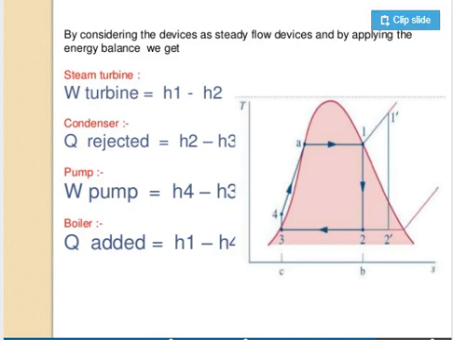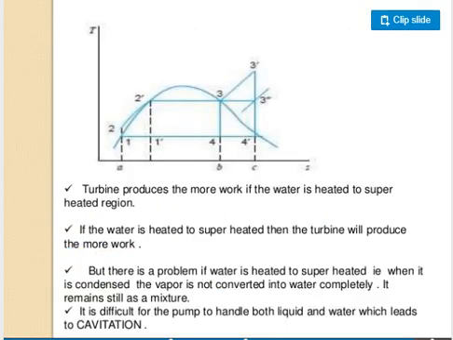From this diagram we can see, and then we discuss the actual conditions happening in the Rankine cycle. In the T-S diagram we can show 1 to 2, 2 dash, 3, 3 to 3 dash, 3 dash, 3 double dash, 4 dash, and 4 double dash. And from this diagram we can conclude that the turbine produces more work if the water is heated to the superheated region. If the water is heated to superheated, then the turbine will produce more work.